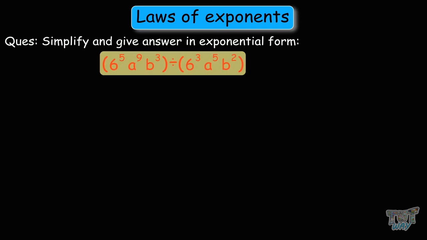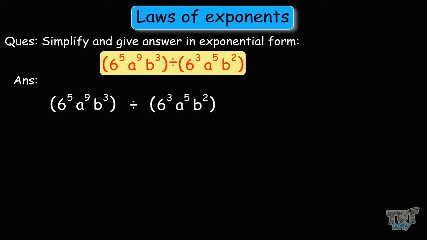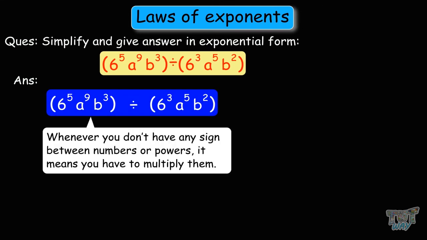Next question. So we have to divide these two expressions. So 6 to the power 5 times a to the power 9 times b to the power 3 divided by 6 to the power 3, a to the power 5 times b to the power 2. Whenever we don't have any sign between numbers or powers, it means that you can just multiply them.